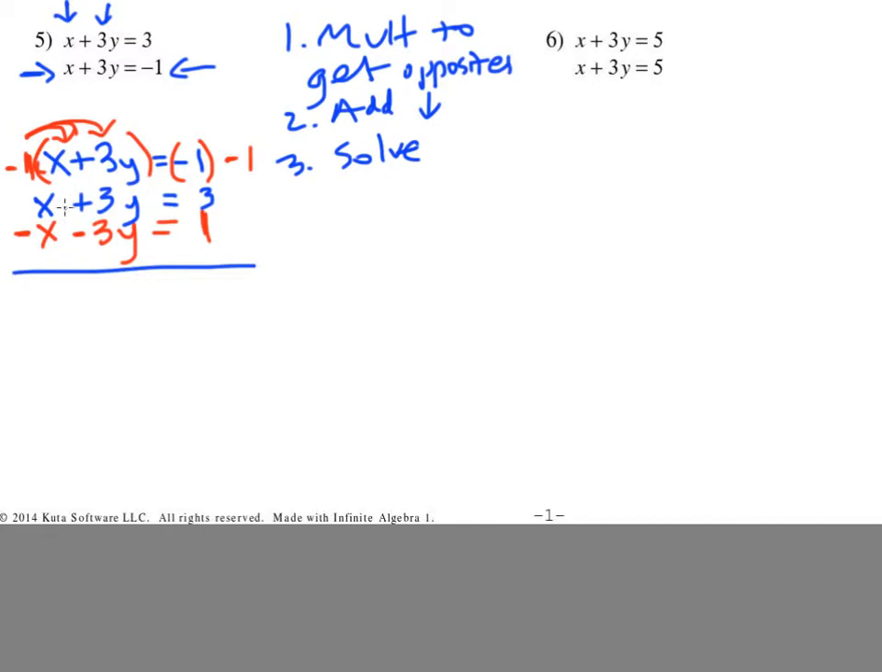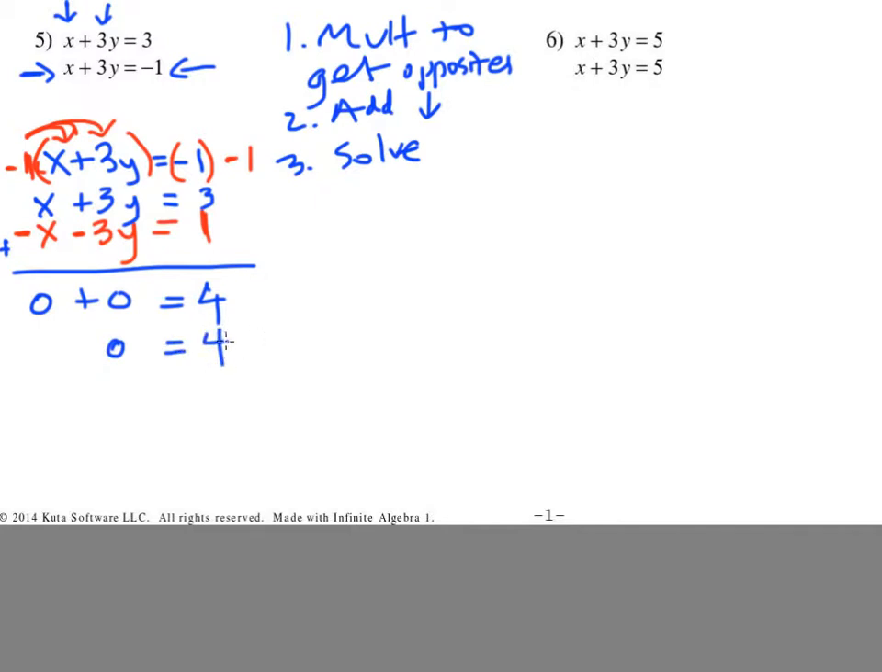So if you look here, now we have exact opposites on this y. But wait a second, what's going on here? We have opposites here with x, right? X and negative x. This is a 0 pair also, that's a 0. We also have opposites here, 3y and negative 3y, right? That's also opposites. And equals 3 plus 1. If you add that, 3 plus 1 gives me 4. So again, we get 0 plus 0, 0 equals 4.